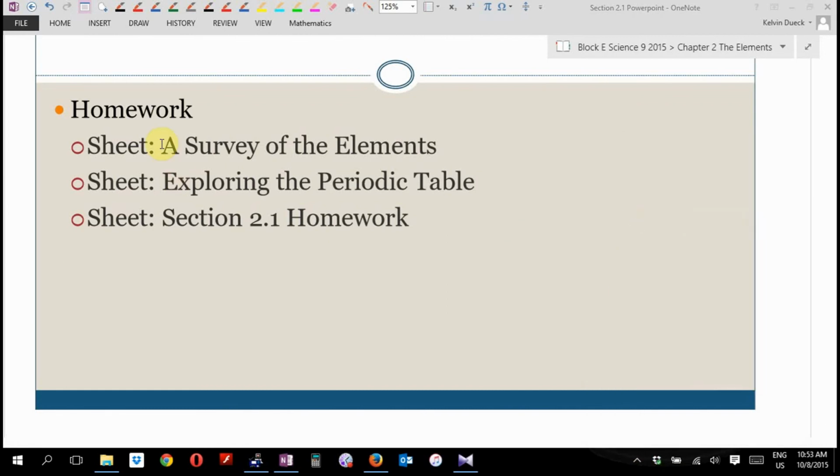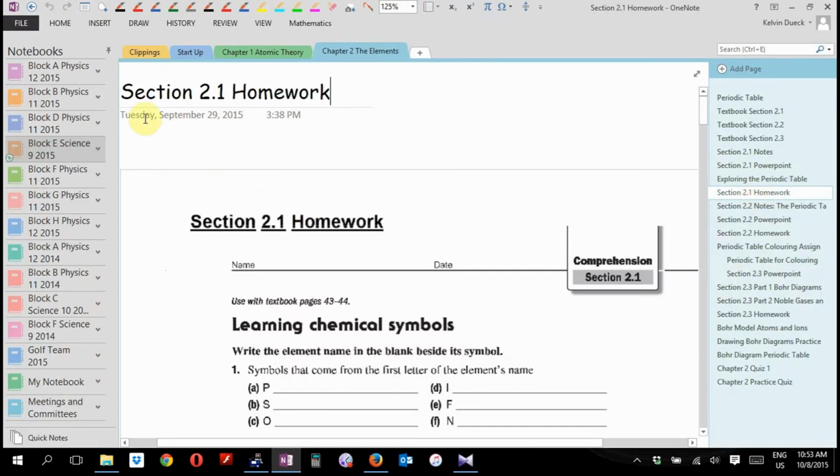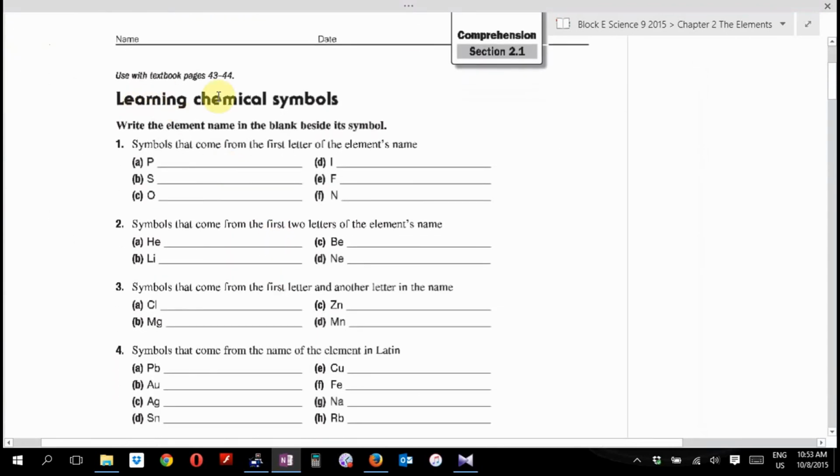I've already given you the sheet, Survey of the Elements, Exploring the Periodic Table. That was the dumb, terrible puns thing. But I also have here Section 2.1 homework. That's what I just handed out. Can you take a look at it? I'll give you some hints and I'll walk you through it because some of this you might need to go to your textbook for. So here we have learning chemical symbols.